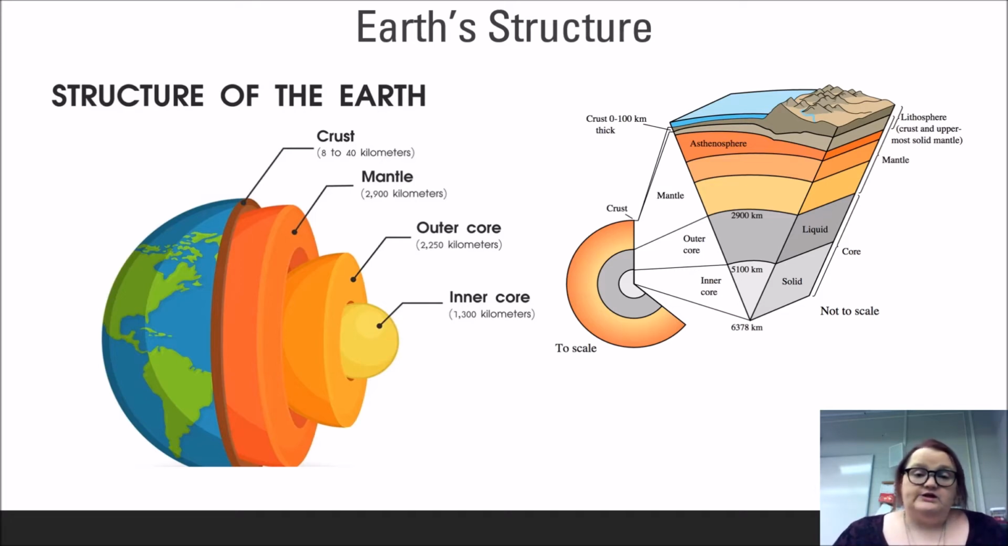Lastly is the core, which is divided into inner and outer sections. The outer core is liquid and made largely of nickel. The inner core is solid due to the extreme pressure of the rest of the planet and is made up largely of iron. It is this inner core that has allowed the Earth to develop protective magnetic fields.